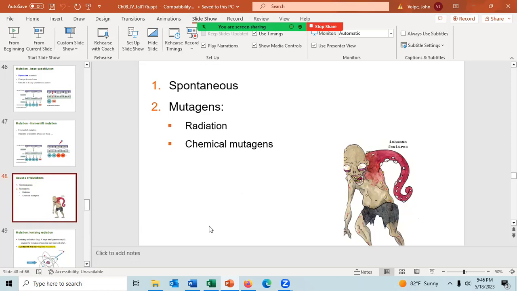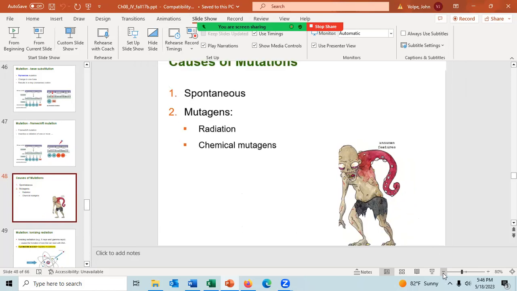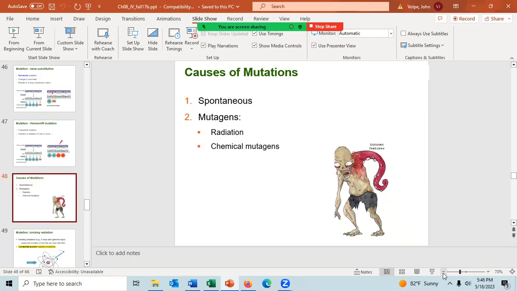All right, let's talk a little bit more about mutations. Mutations can be caused in 2 different ways. There can be a spontaneous mutation where the DNA polymerase just makes a mistake and inserts the wrong nucleotide base, and then the cause of mutation can be a mutagen, where either radiation or a chemical mutagen increases the rate of the mutation. So these are the 2 causes, spontaneous mutation, and then a mutagen causes the mutation.